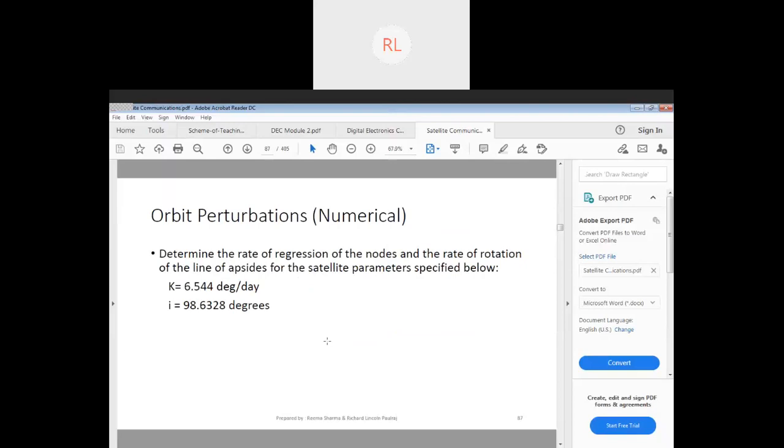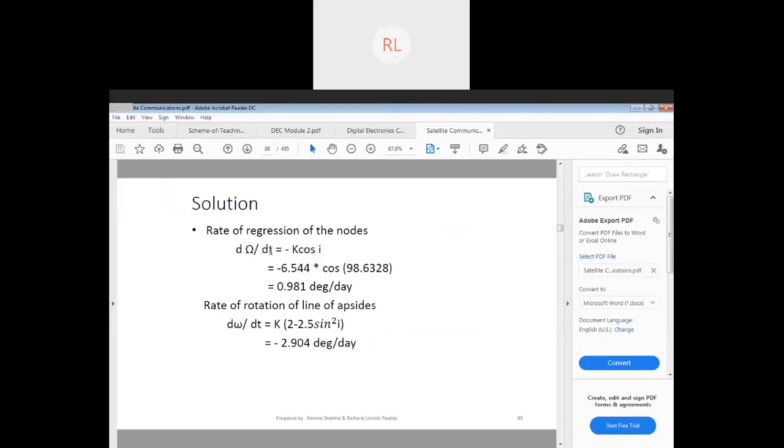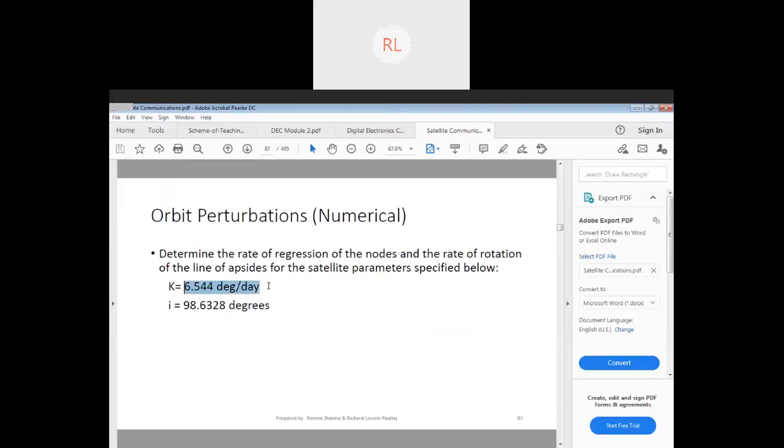Ultimately what you should understand is that we are going to use the standard formulas, and the problems are very simple here. You just have to know how to substitute values. You have to know the proper formula, and accordingly you can substitute. Keep in mind, you will be needing the values of k and i, because only then you can find d omega by dt, and you can find the rate of regression and rate of rotation. Both of these values can be found out.